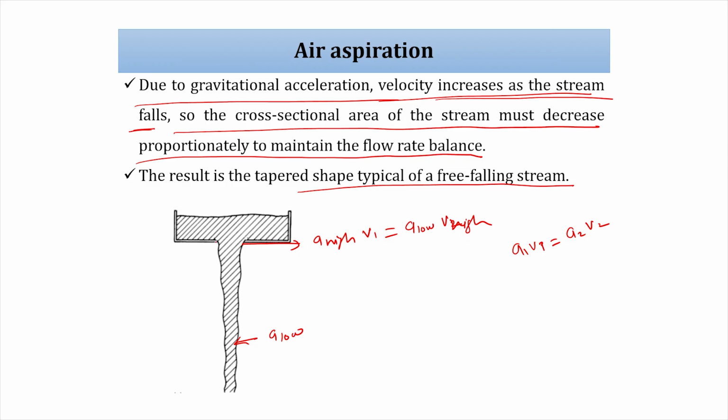You can see here the nature of the free fall water is tapered, not straight. It is not looking like that, isn't it? And the reason we have understood: due to the gravitational acceleration, if velocity is increasing, so area should decrease along the height. So it is a basic understanding we get from our simple visualization of nature.